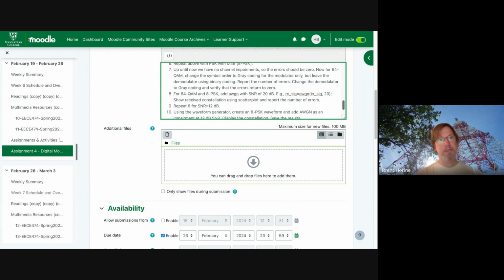As you go through this, you should understand why, right? As you get your hands dirty with it. Then go ahead and change both the demodulator and the modulator to gray coding, and you should see that the errors return to 0.